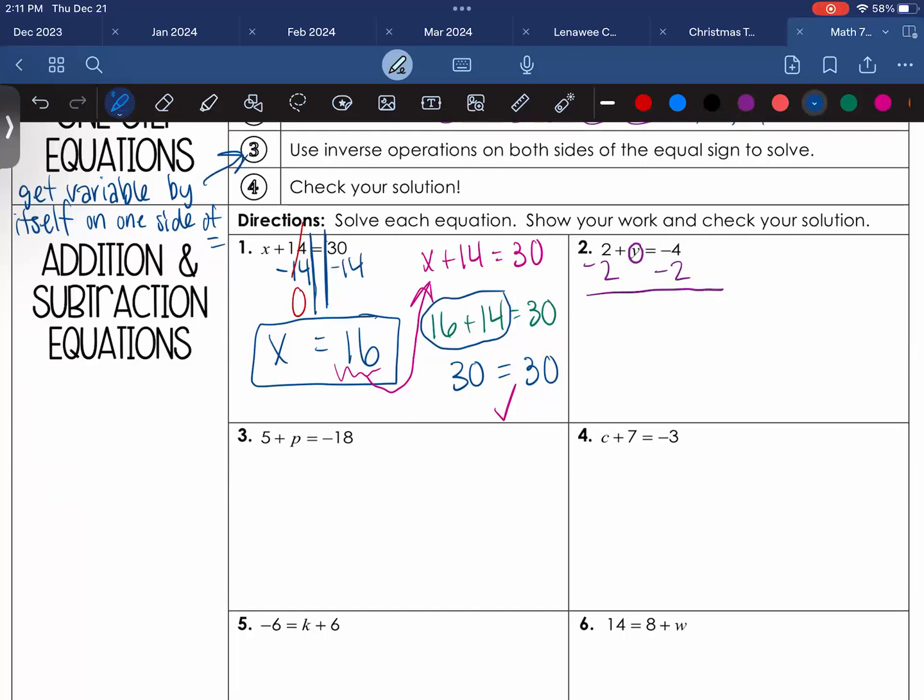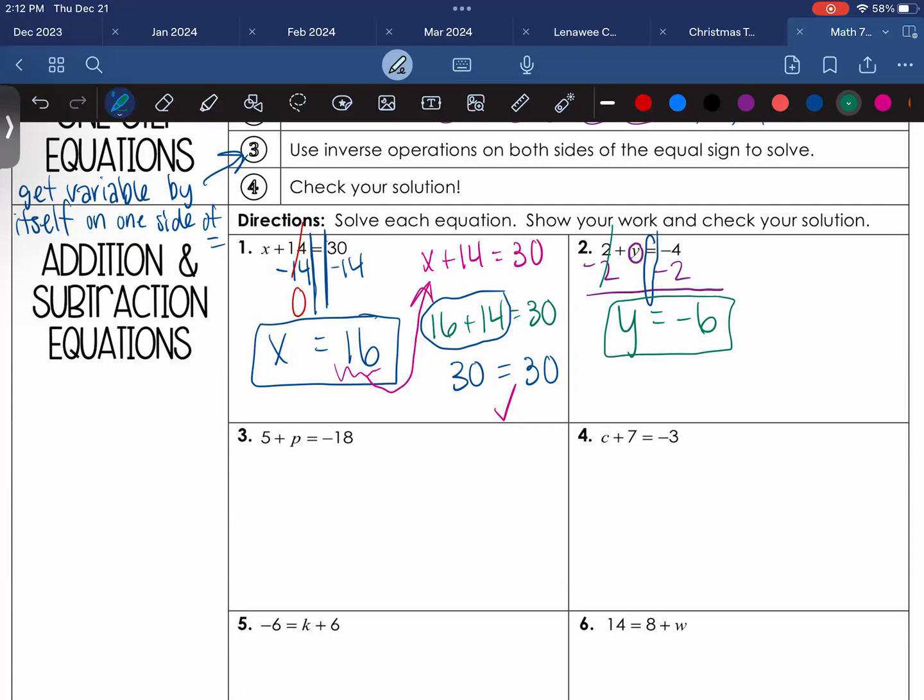So remember right here, my equal sign, that's the middle. On both sides, I subtracted 2, so I'm keeping the equation balanced. On my left side, I have 2 minus 2, which is just 0. So I'm just going to bring down my positive y, bring down my equal sign. I have -4 minus 2, that gets me -6. So my answer is y equals -6.